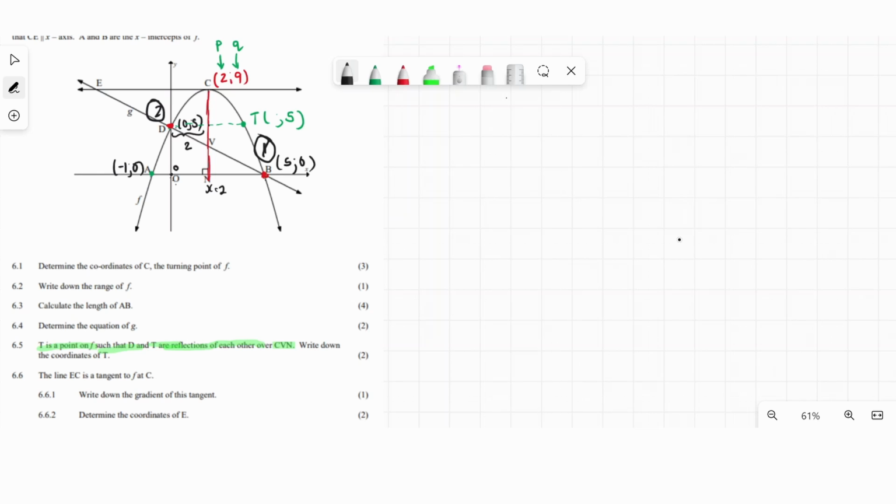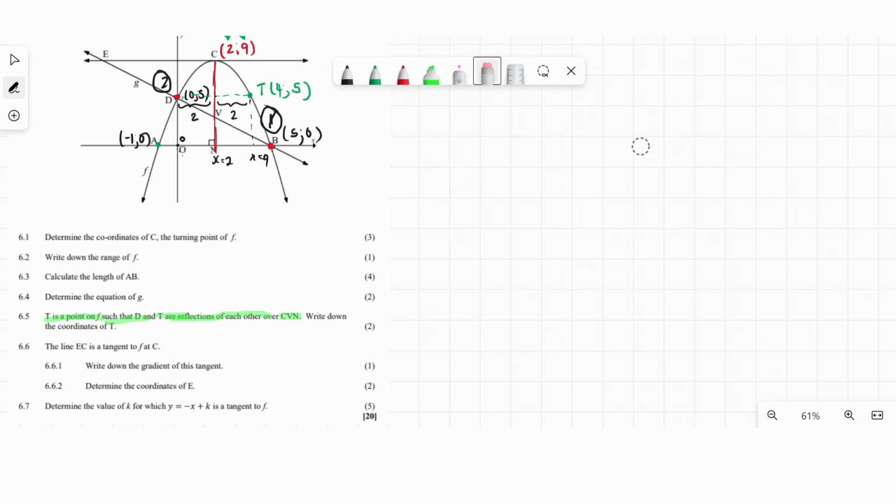So now if this side is 2 and this is the same thing, it's just a reflection, it needs to go another 2, right? If it goes another 2, 2 and 2 is going to make it what? 4. So the point here is going to be what? The T value is going to be 4 and 5. So for 6.5, the coordinate T is equals to (4, 5).